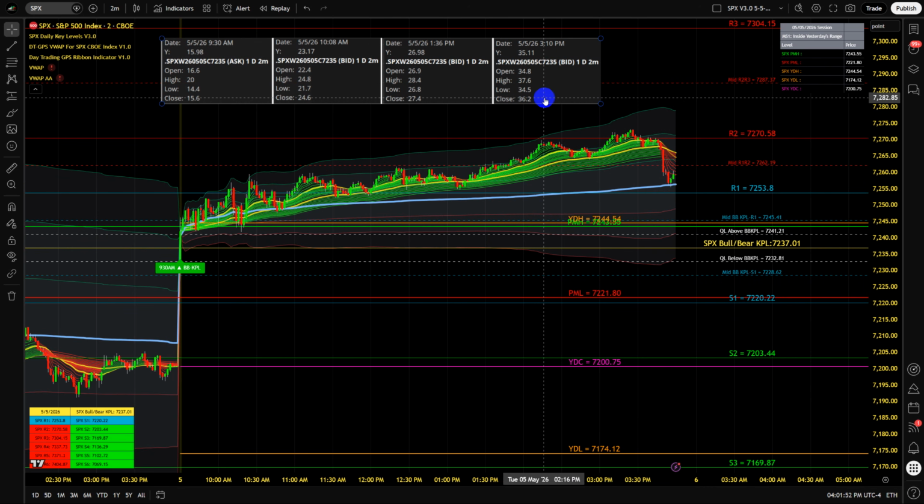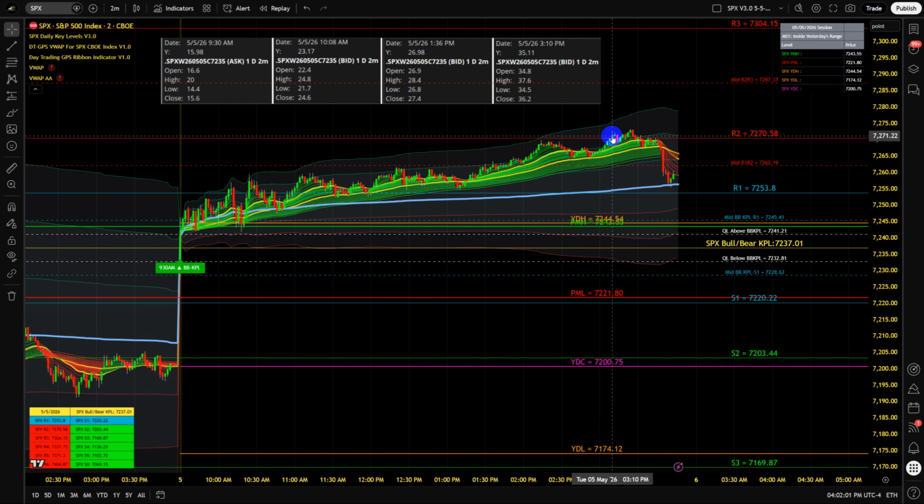The bid on the close of that 3:10 candle was $36.20, so that's a profit of $2,060 per option on that.